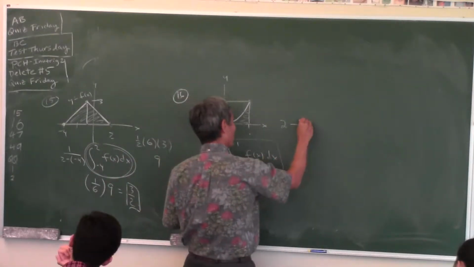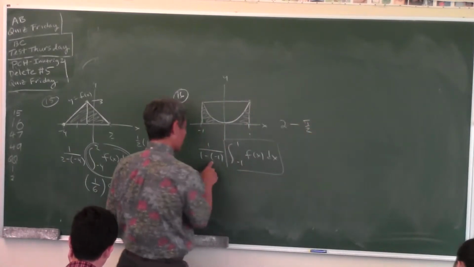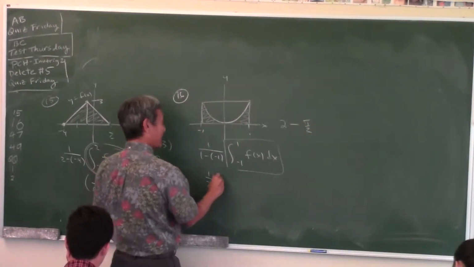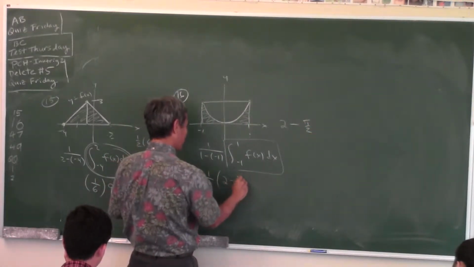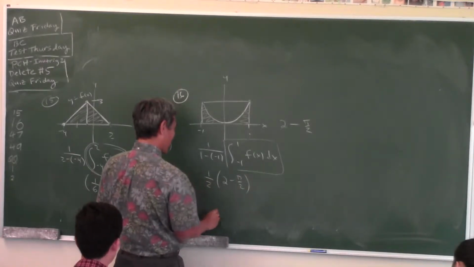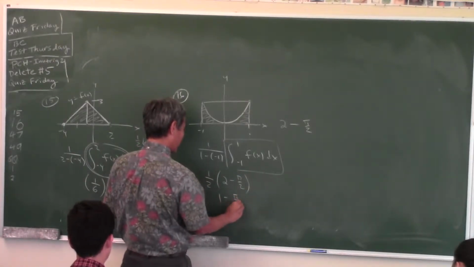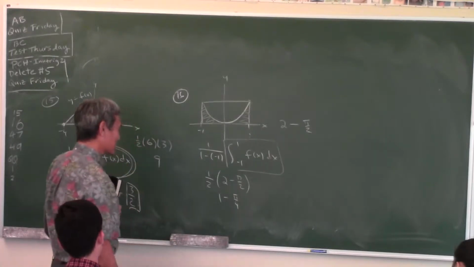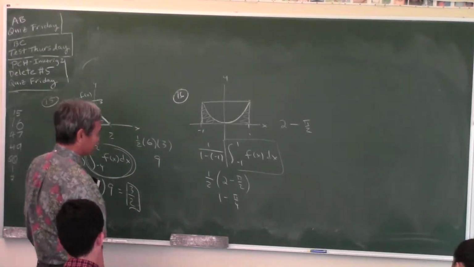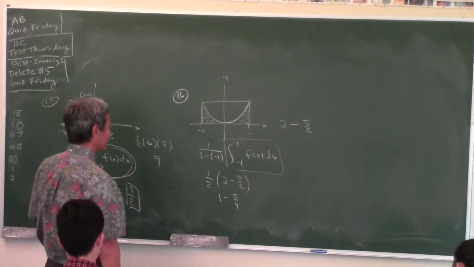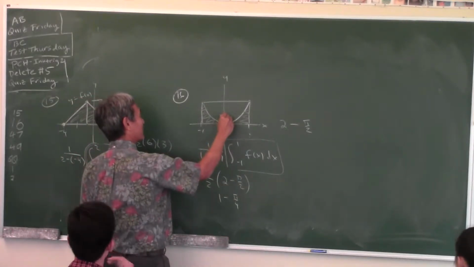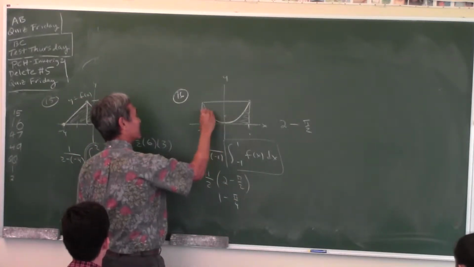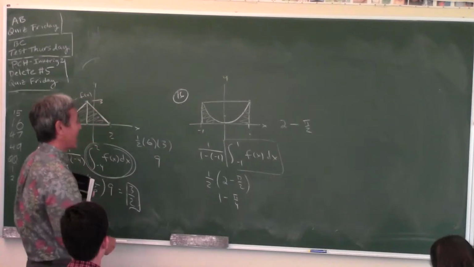Pi over 2. So all you have to do now is multiply it by the 1 over b minus a. 2 minus pi over 2. Distribute the 1/2 and you get 1 minus pi over 4. Which is about 1/4 around. So the average value would be around here somewhere. That kind of makes sense. Would be less than 1/2, right?